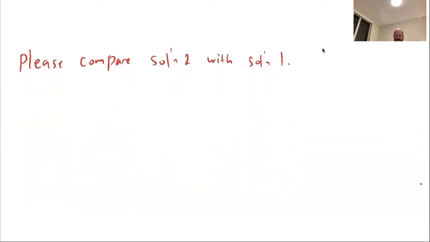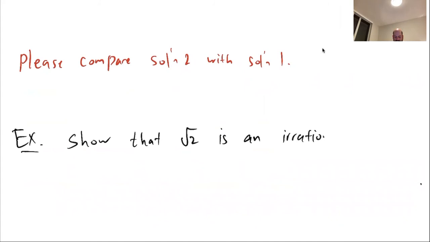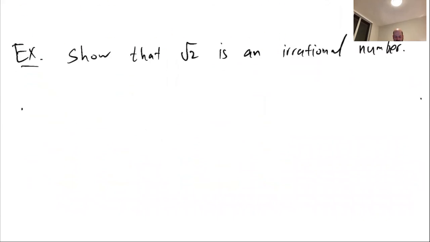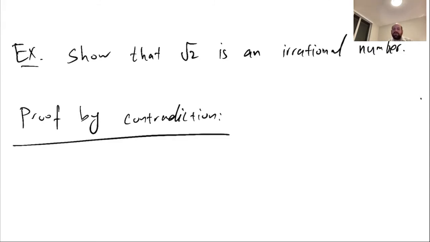Okay, now let's look at another standard example of proof by contradiction. Show that root 2 is an irrational number. So proof by contradiction. So again, how do we begin proof by contradiction? By assuming what we want to show is wrong. What do we want to show here? We want to show that root 2 is irrational.